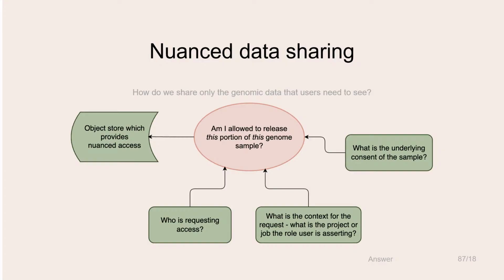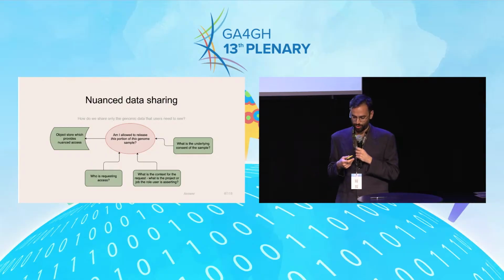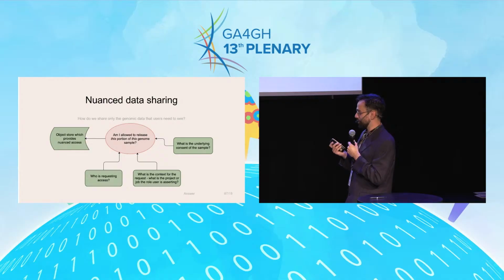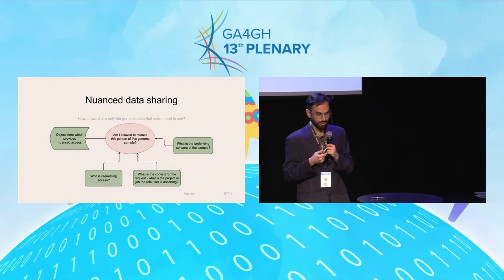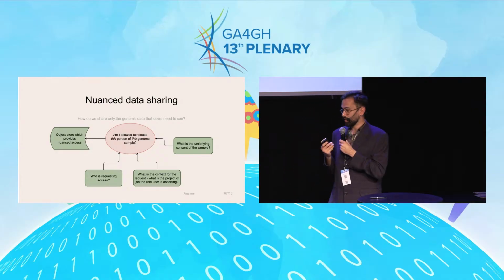So that, I think, helps answer the question of how we share only the genomic data that users need to see. By using htsget and taking into account who is requesting the data, what the context of the request is, and what the underlying consent of the sample is, we can achieve this level of nuance using htsget as the object store.